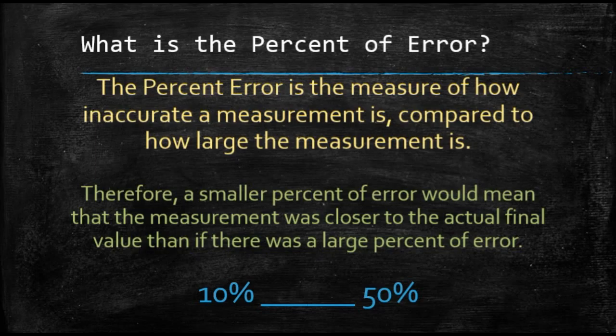So if we have, for example, two percentages here, 10% and 50%, we know that 50% is actually larger than 10%. So if we were estimating something, we would want to have a smaller percentage of error, so we would want to be at the 10% rather than the 50% of error.